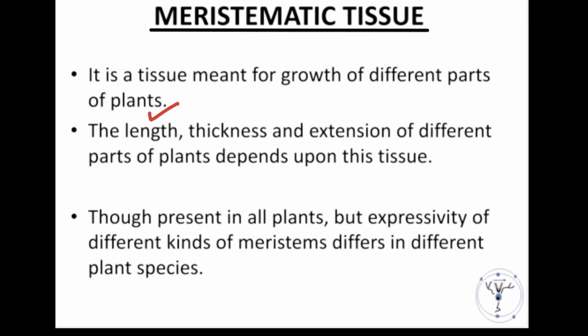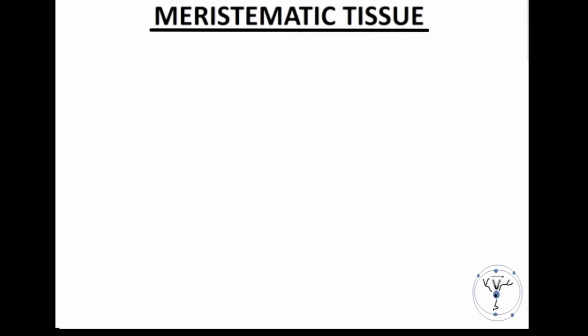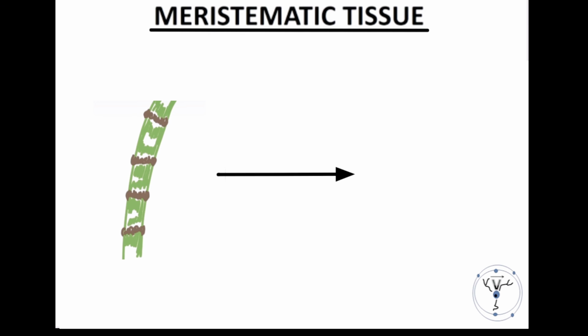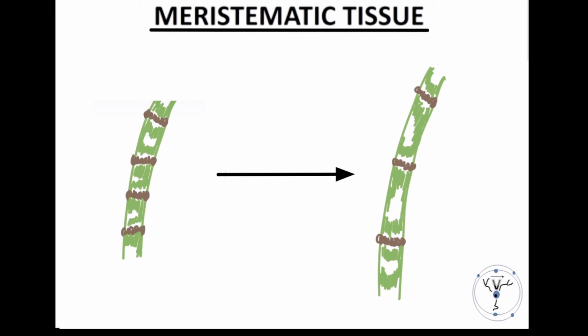The lateral meristem is responsible for increasing the width, the girth, the thickness of parts of plant, while the intercalary meristem is responsible for stretching the internodal region for increasing the height, just as in the case of a sugarcane plant, where the intercalary meristem plays a major role in sudden extension and increase of length in the plants.